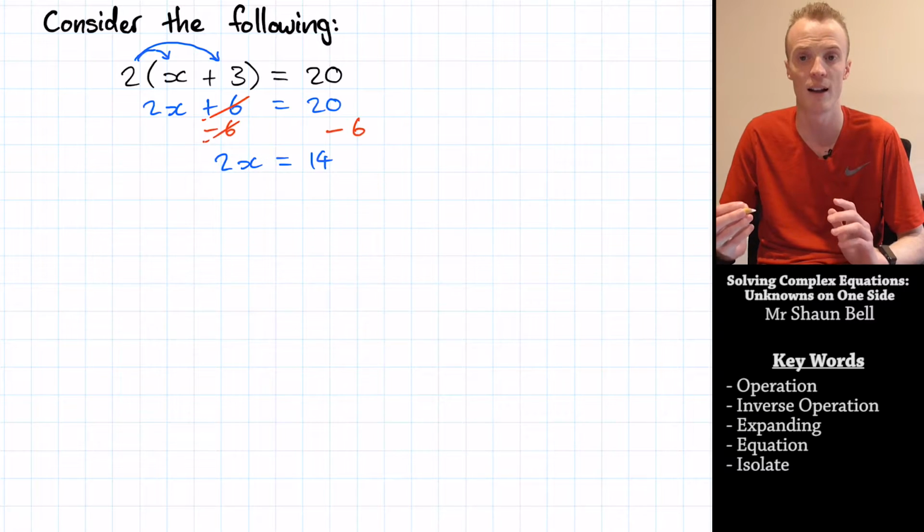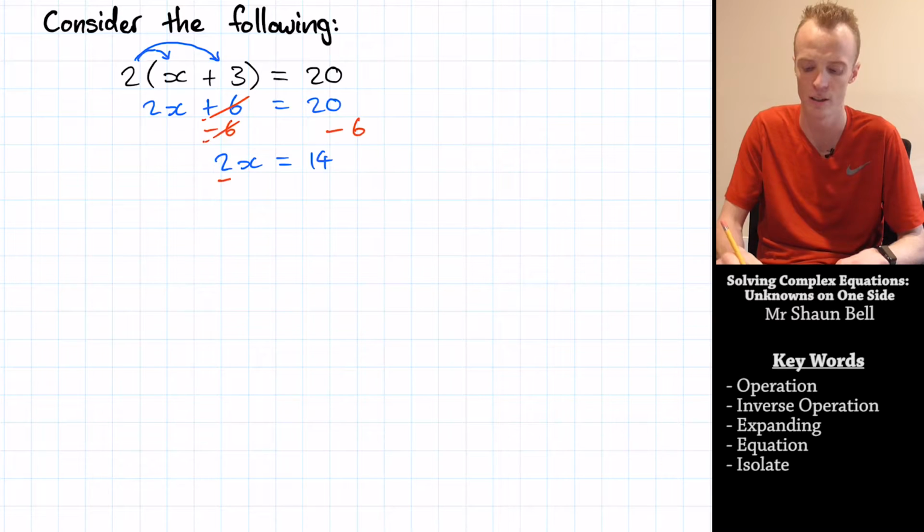Now we need to isolate our x value, and we've got 2 times x. The inverse of multiplication is division. So we need to divide this side by 2 to cancel it out. And to keep it balanced, we also have to divide the right-hand side by 2. Therefore, on the left-hand side, we've got x, which is equal to 7.